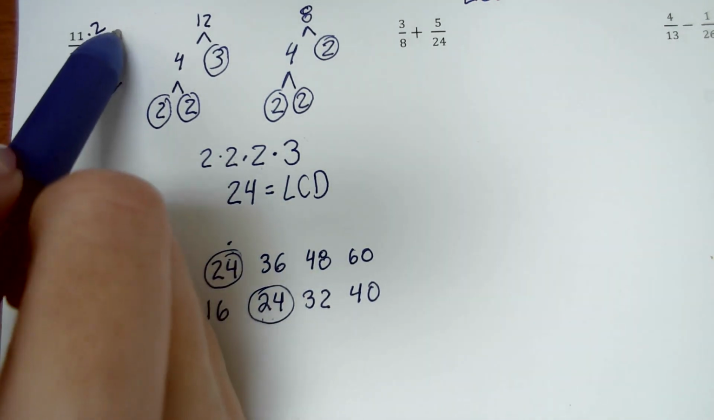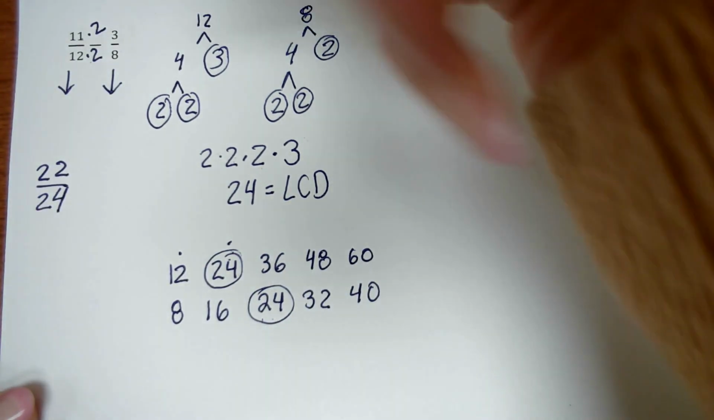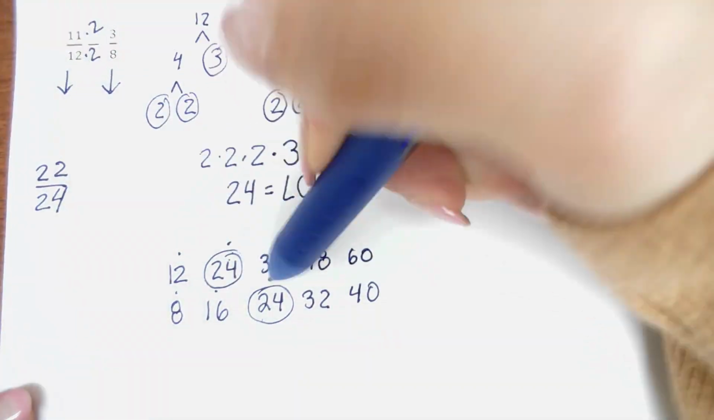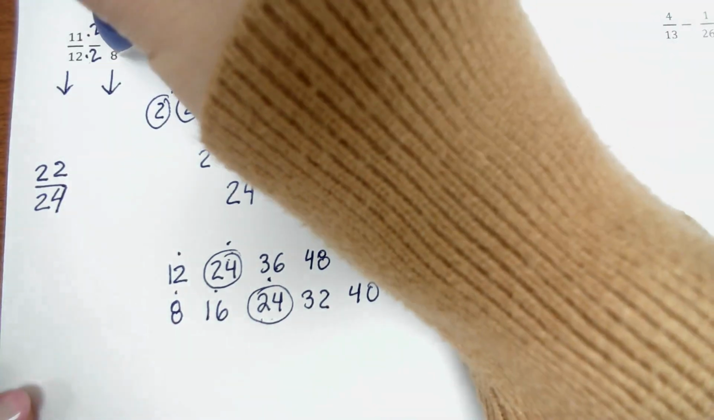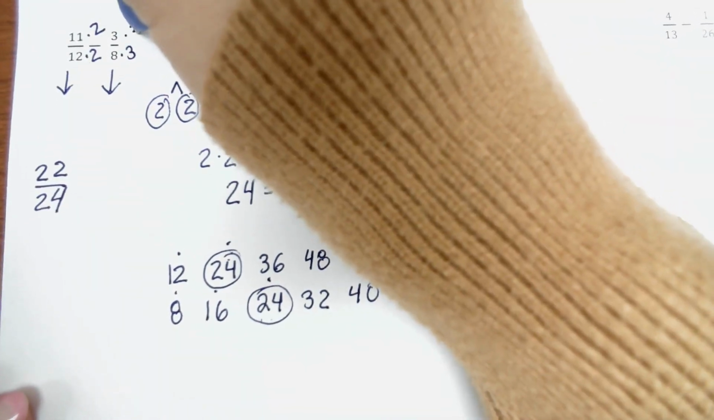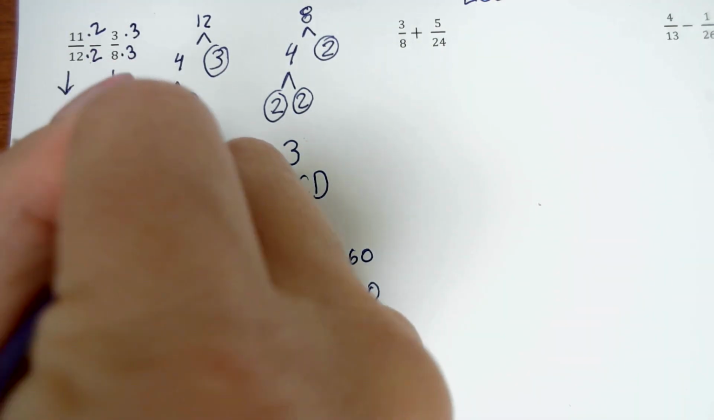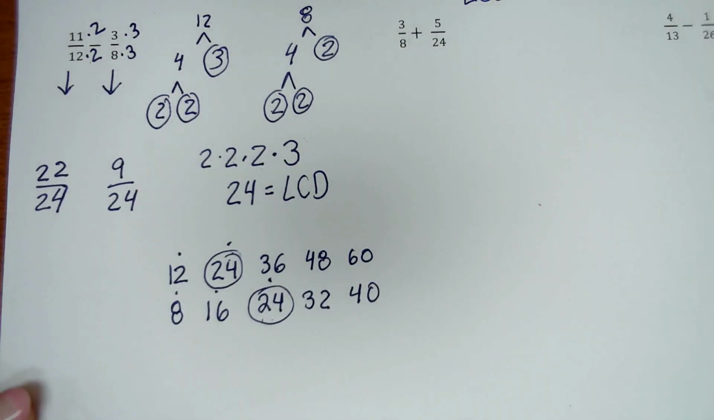And then we're going to do the same with 3/8. Now 3/8, I have to multiply 8 1, 2, 3 times to equal 24. So I'm going to multiply by 3, and I get 9 over 24.